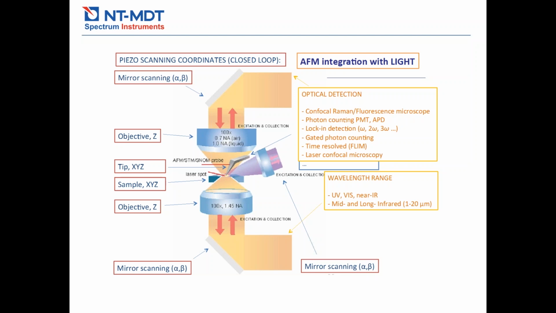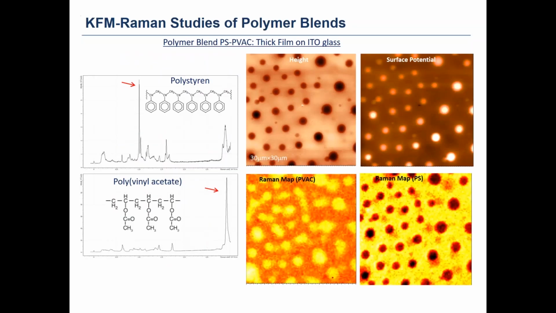And we need to be able to detect the scattered or reflected or transparent light in different wavelengths, in different spectral ranges, by different techniques and by different types. This is an example of a polystyrene with polyvinyl acetate blend film on ITO glass. Using the AFM, we can measure the height and, for example, the surface potential of this sample.